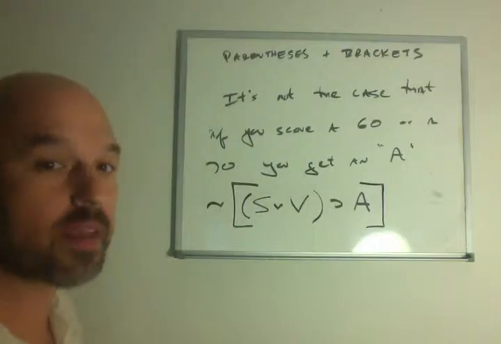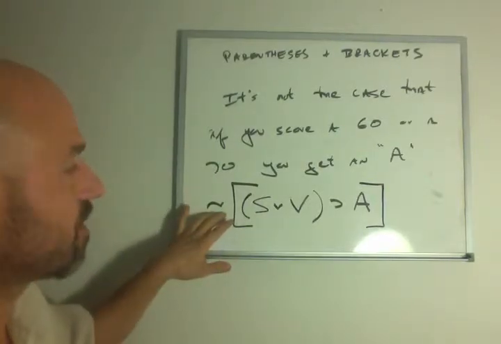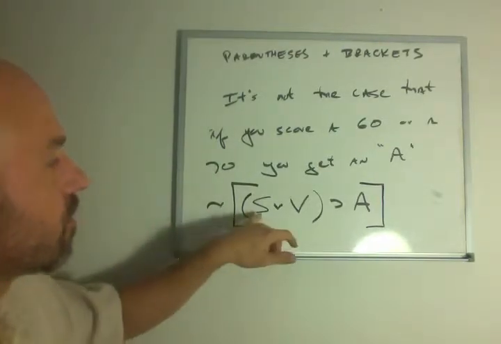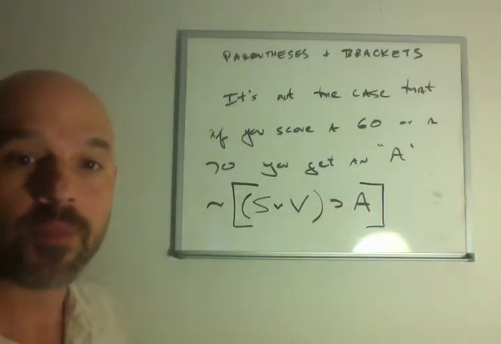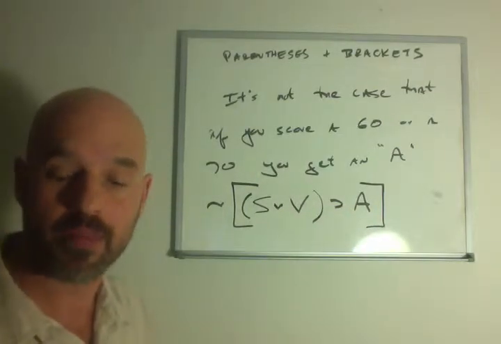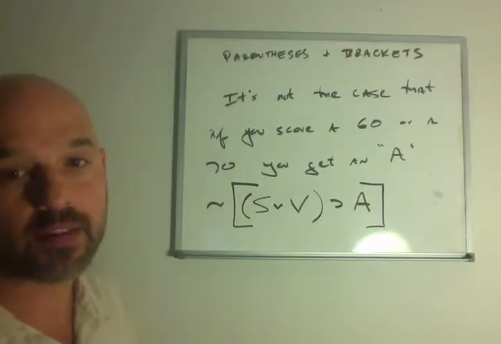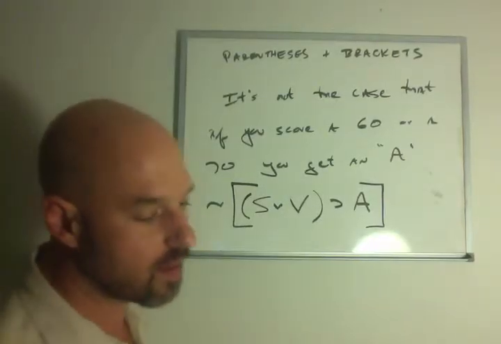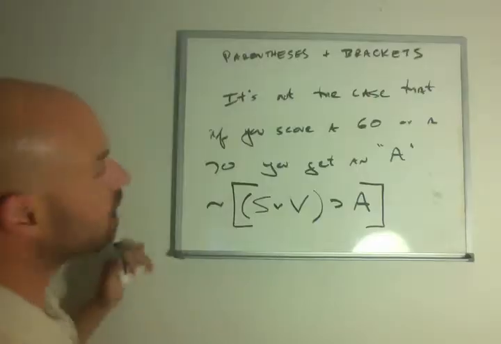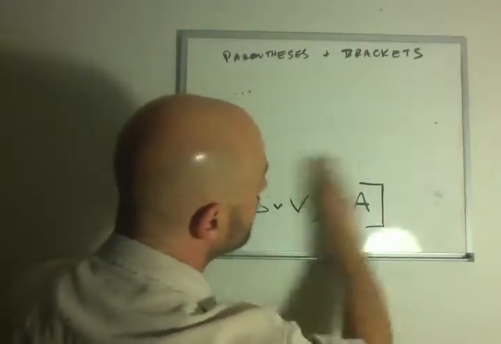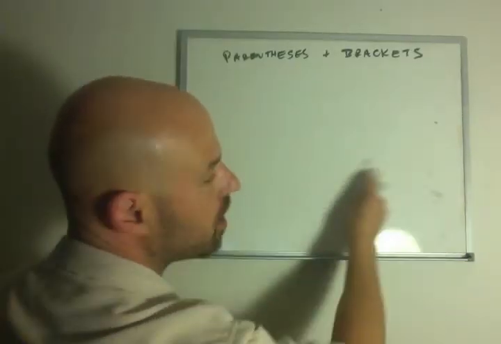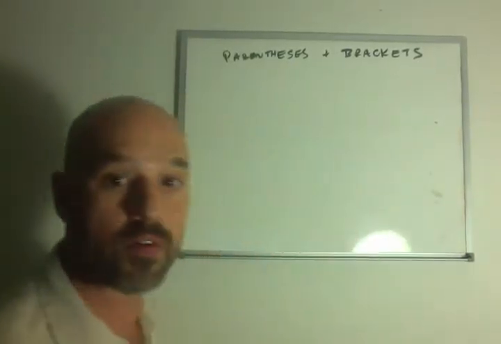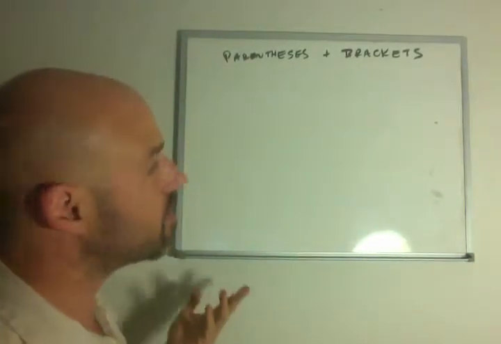Okay? And now we can say it is not the case that if you score a 60 or 70, then you get an A. Okay? The brackets function just like parentheses. We use the brackets when there already are parentheses. So you might think of brackets as just a set of parentheses that go on top of something, or I should say around something, when there already are parentheses. So you might see something like this.